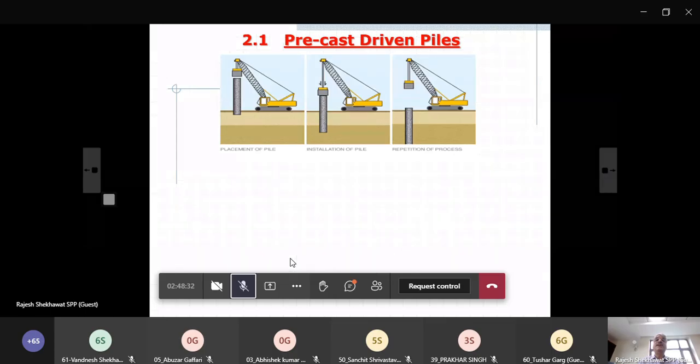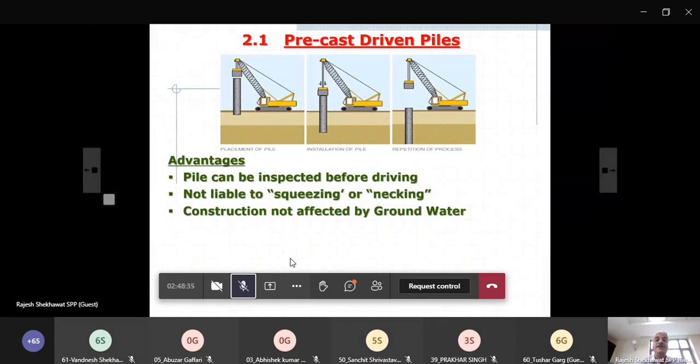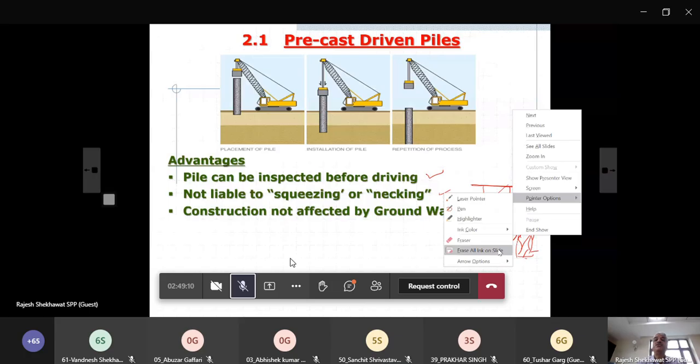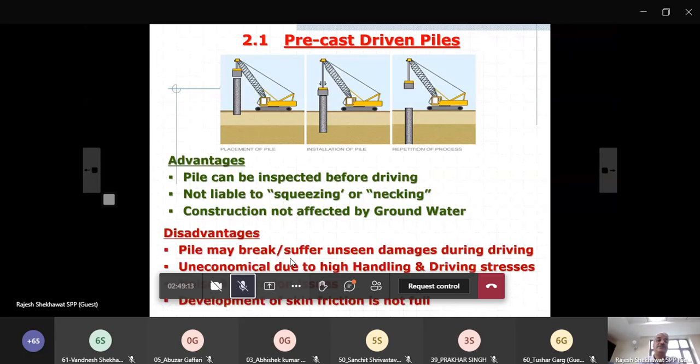So now seeing them, precast driven pile, again we have already seen advantage also. Of course there are some advantages. Pile can be inspected before driving, you can see the pile, ki pile theek taak hai. It is not liable to squeezing or necking. You know, in cast in situ, that is the biggest problem. You first make a bore. Either it may happen like this, bore collapses like this. You may be putting concrete in this, only some concrete may go here, or maybe in your bore there is a necking here. So your pile will not be of the required cross section. That is avoided in this part. And construction is not affected by groundwater. You can keep on driving in the groundwater also. You don't have to do most of the time any special dewatering arrangements.